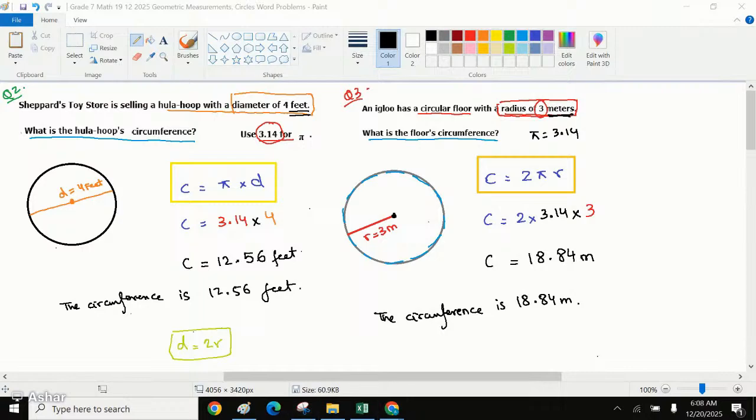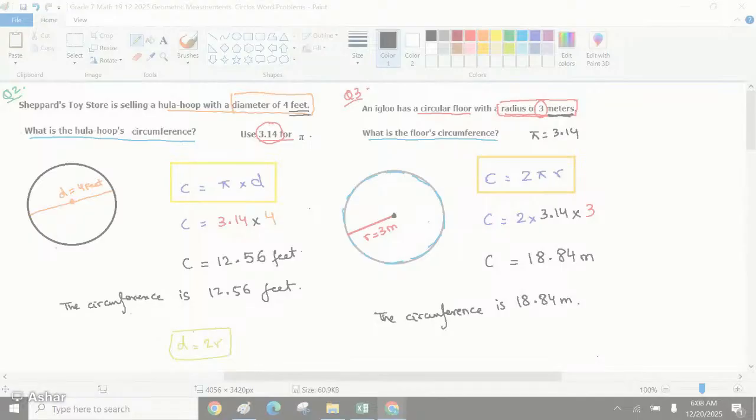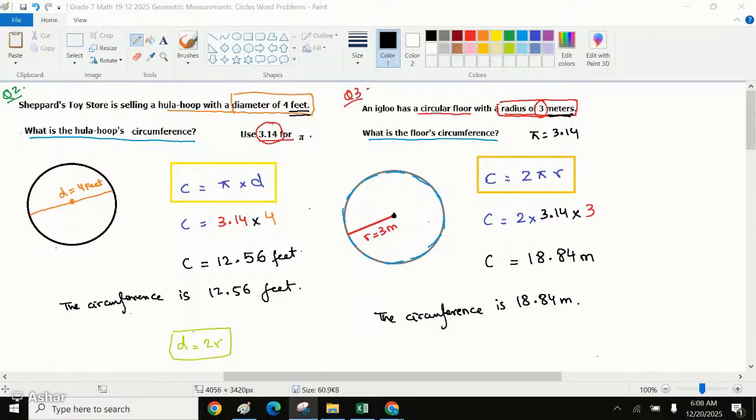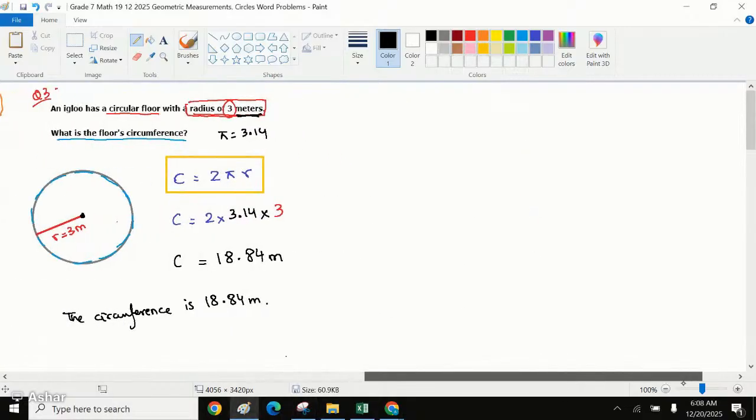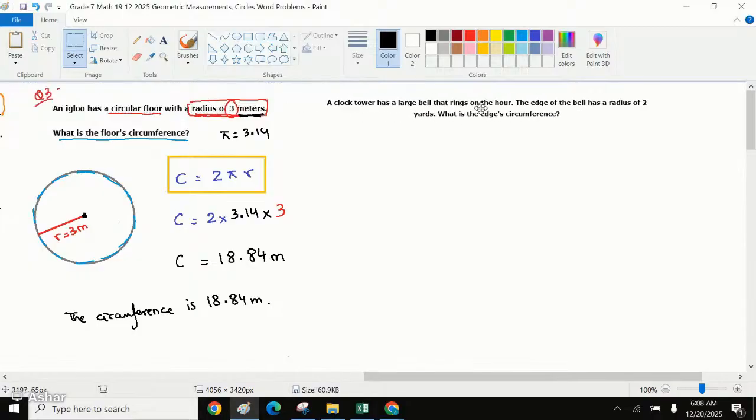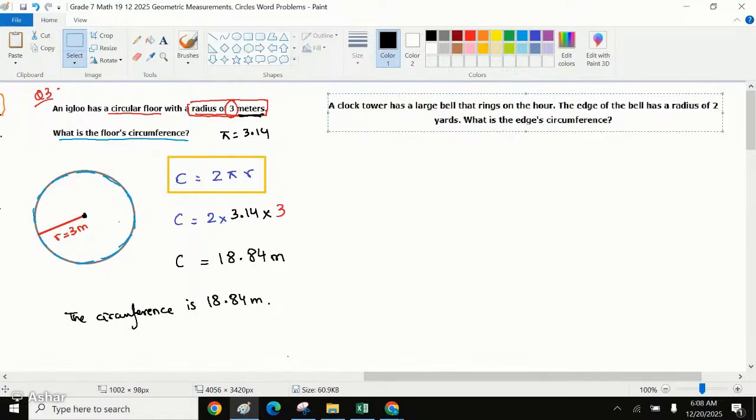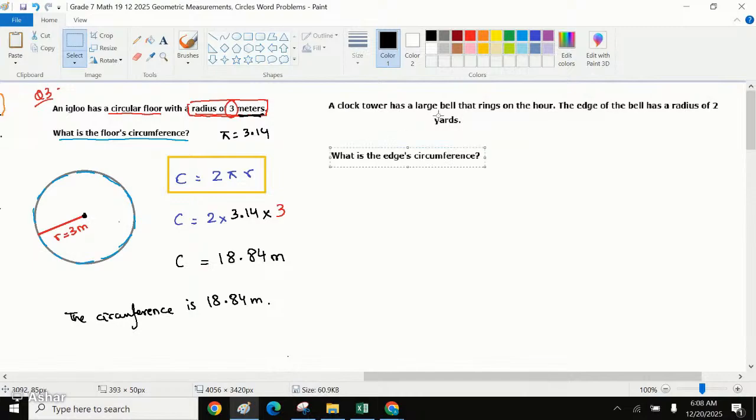If the question says, I'll just copy the question. There's a clock tower, has a large bell. In this case, the shapes would all be circular because we are studying circles. If this is given to us, let me just copy it so that we have enough space. What is the circumference? I'll just read the question so that it is clear to us. And it says the edge of the radius is in yards over here.